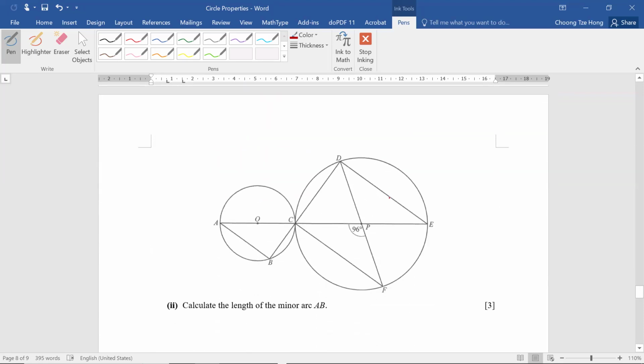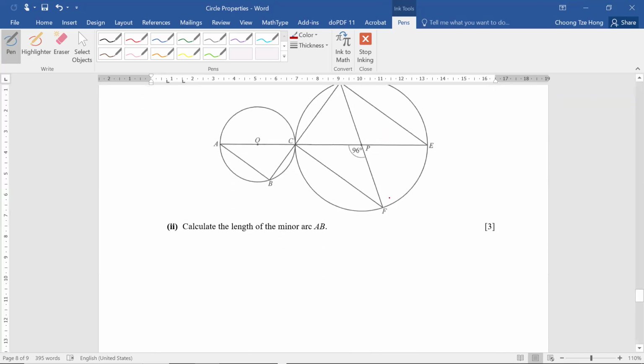All right, let's look at the last part of the question. They want us to calculate the length of the minor arc AB. So where is the minor arc AB? So minor arc AB would be this one, right? Minor arc AB will be this one. So if I were to draw out the sector, I join with the radius over here and over here.